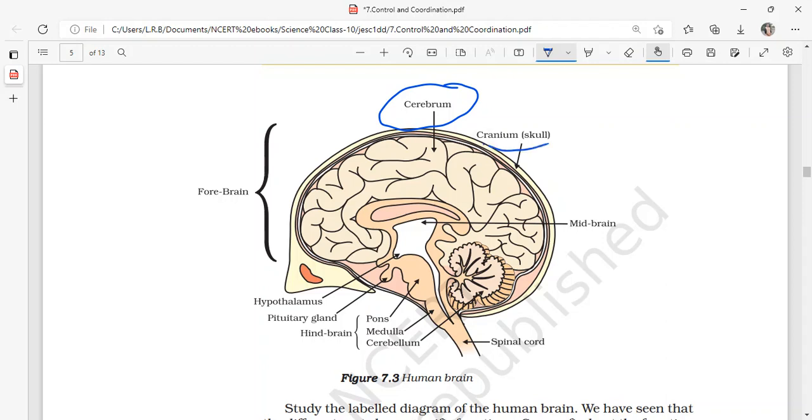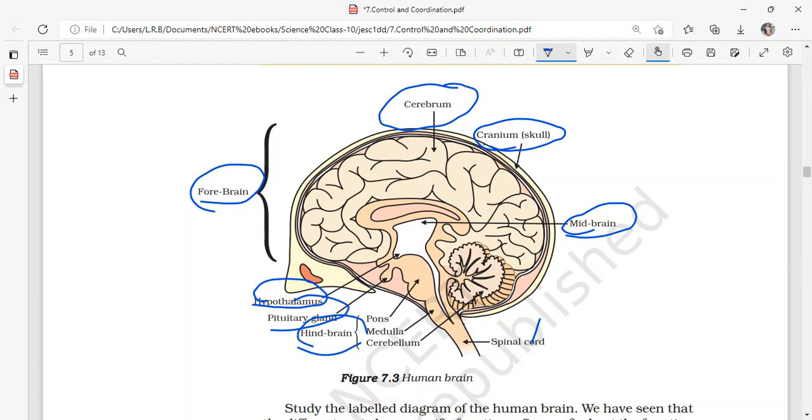And this cranium is also called the skull. The cranium has three layers which protect the brain, including the skull. And this is the midbrain which is inside, and this is the forebrain which is in the front part, and the hindbrain will be at the back. So observe the midbrain. We have a gland called the hypothalamus and the pituitary gland, and the hindbrain consists of the pons, medulla, and cerebellum.